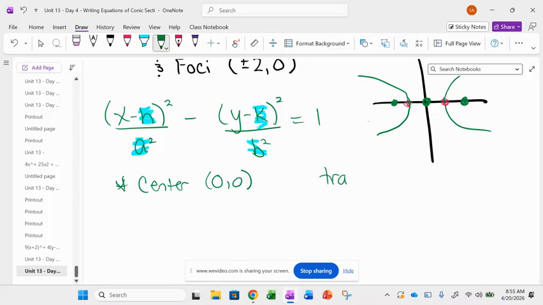And now, isn't the transverse axis length equal to 2a? And what does the transverse axis measure the length of? From what to what?